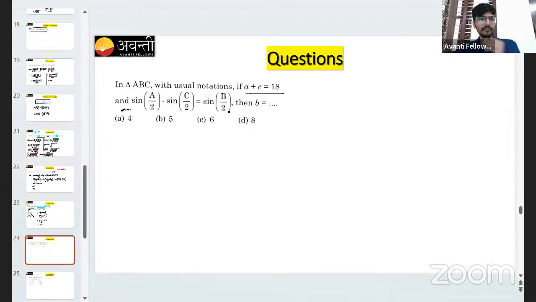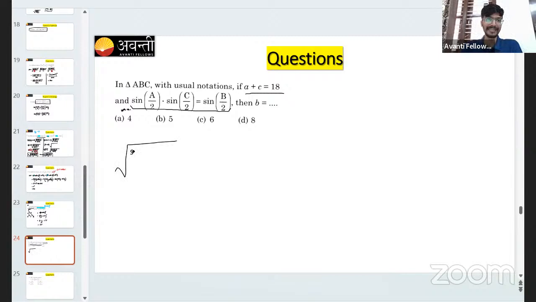I need to find the value of b. So if I am given sin A by 2, sin C by 2, sin B by 2, think something like this. I have to find a side. I am given angles. This is angles. I want to find a side. So I need to convert sides to angles. Now we have half angles too. So then we can use the half angle formula. Correct? So sin A by 2, what was sin A by 2?